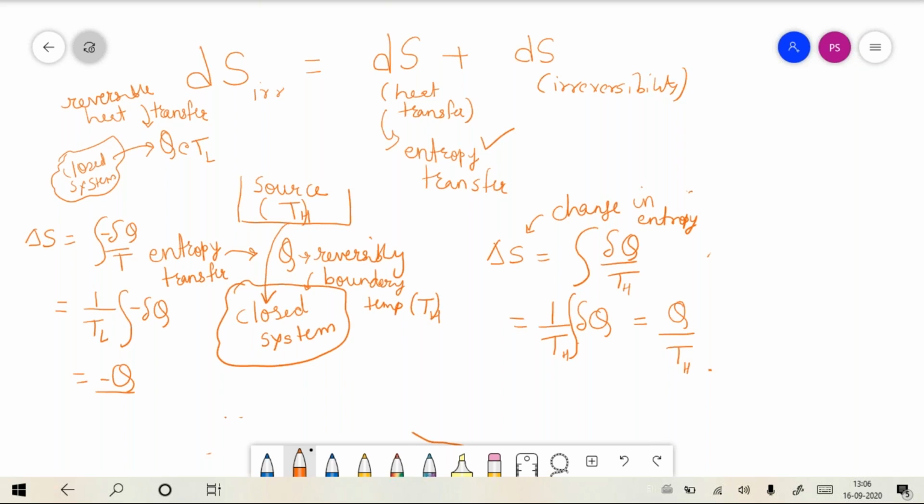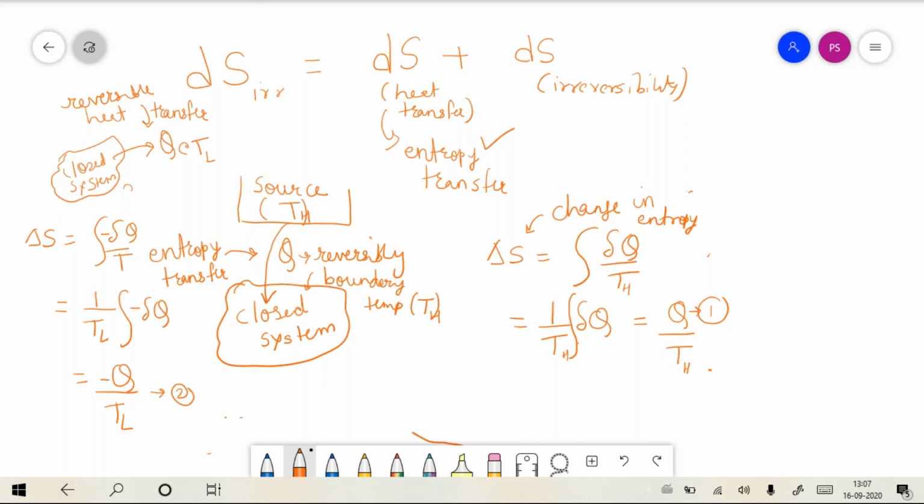Minus Q upon TL. If I call this expression 2 and the earlier one equation 1, and you compare these two, in both cases the entropy change is captured. But now in case 2, what you will find is that the entropy of the system is decreasing.